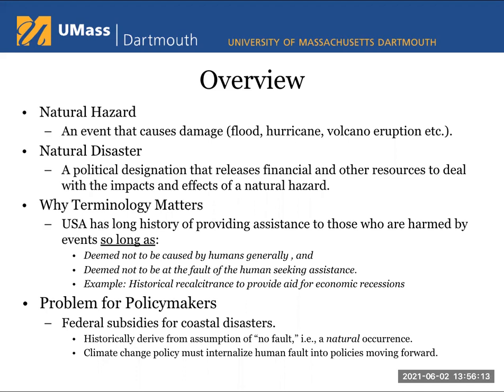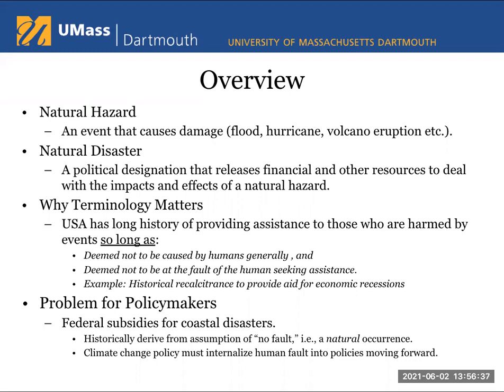And the importance of that political designation is that when a natural disaster is declared via some sort of natural event, normally something we would define as a natural hazard, then there's financial and other resources that are released by both local, state, and importantly, the federal government in the United States to deal with the impacts and effects of that natural hazard, that event.